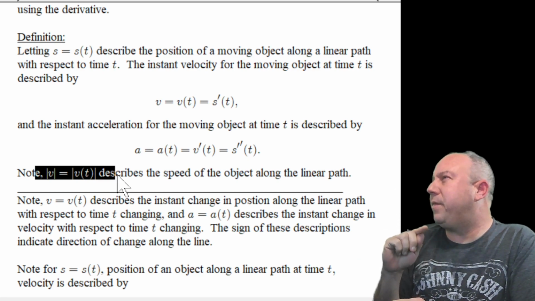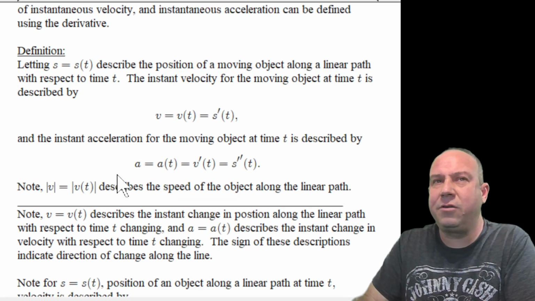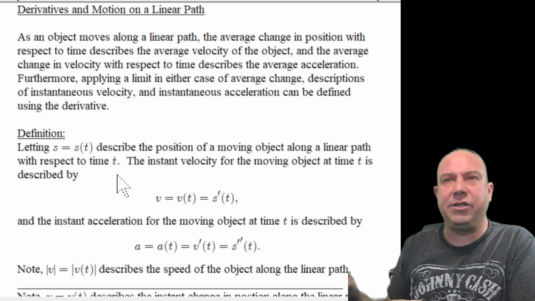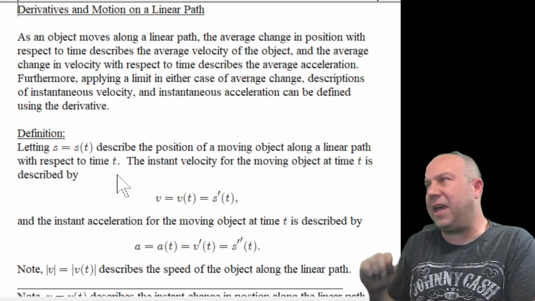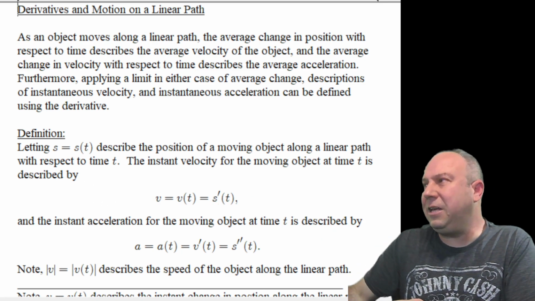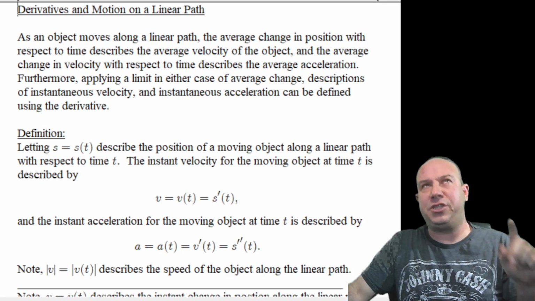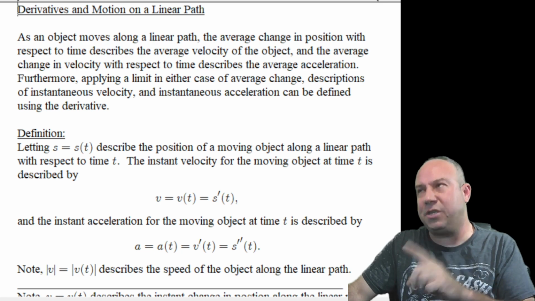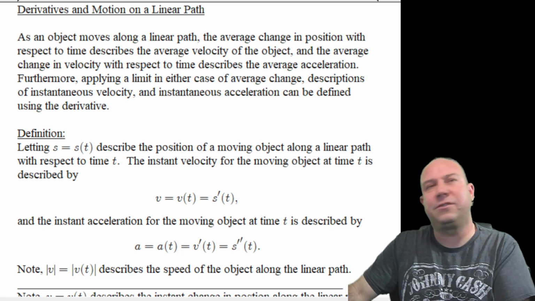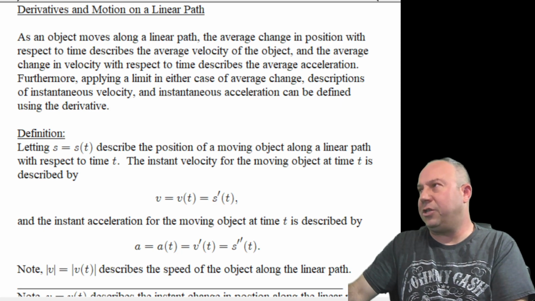So, with that is more application of the derivative. That is still looking at, again, instantaneous rate of change, but looking at the specific cases for instantaneous rate of change involving motion along a linear path, with instant change in position describing instant velocity, and instant change in velocity describing acceleration. All right. More application of derivatives, folks.